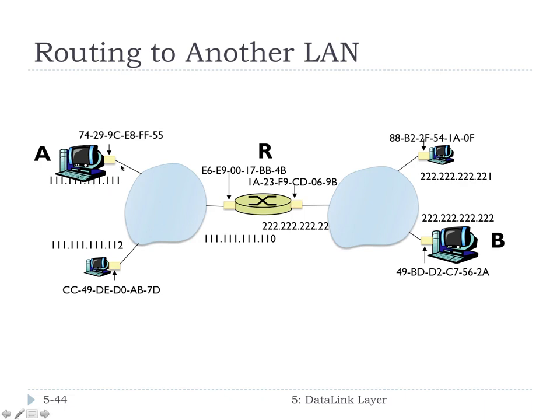A is going to send the frame. R is going to receive the frame. R is going to remove the datagram from the Ethernet frame. It's going to decapsulate it, see which interface it's supposed to forward this datagram to. Remember all that stuff we talked about last chapter? It's going to see that it's destined for B.